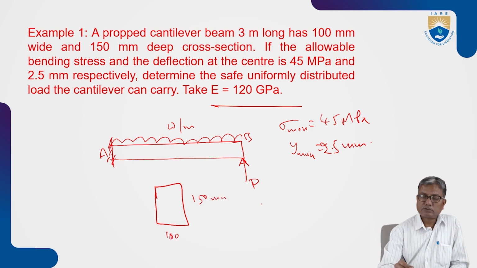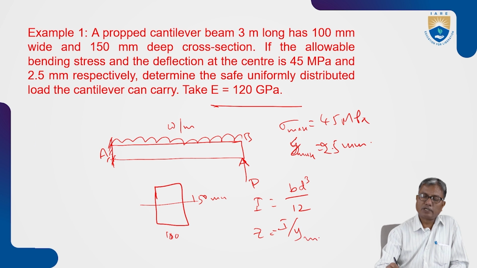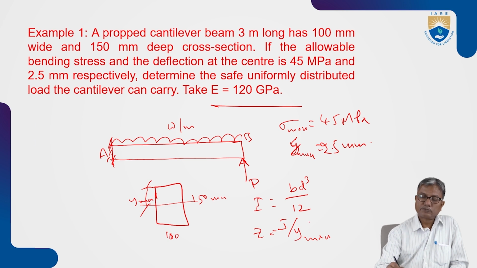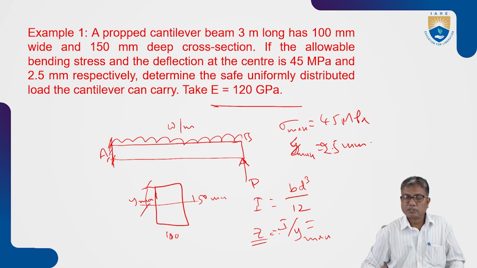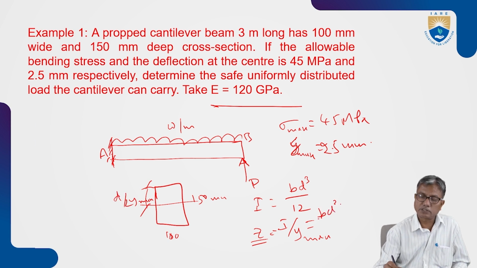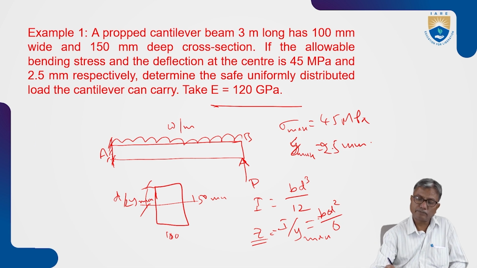Okay, so we can find the moment of inertia I as bd cube by 12, and hence section modulus I by y. Delta is the maximum deflection. Here y maximum is the extreme fiber distance, which is d by 2. Hence the section modulus is bd cube by 12 divided by d by 2, which is bd square by 6.